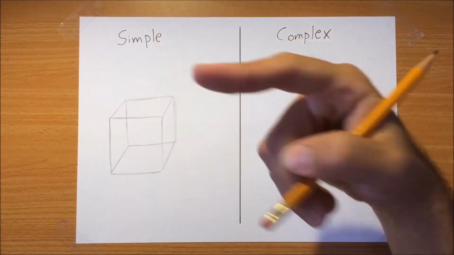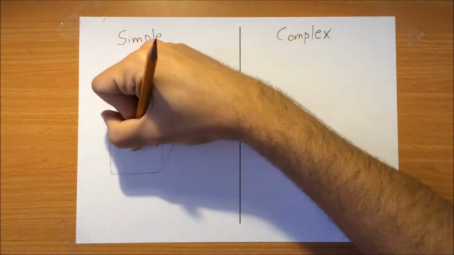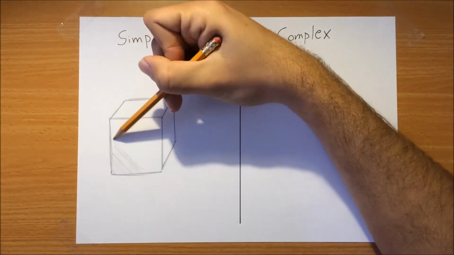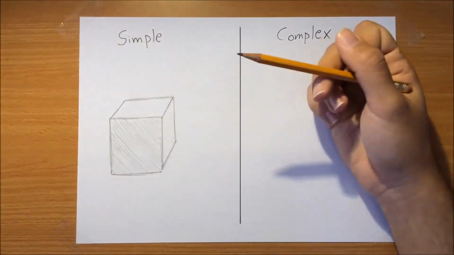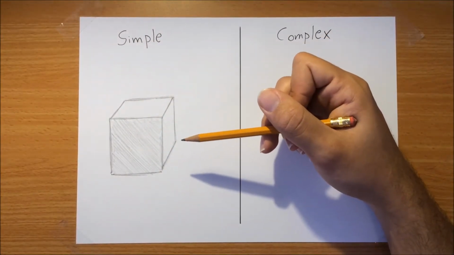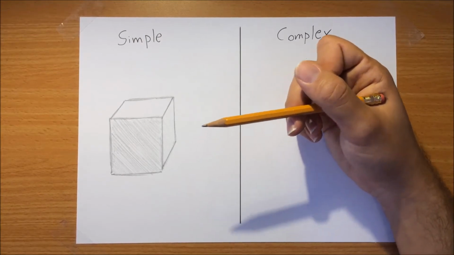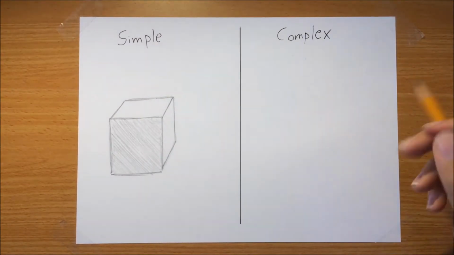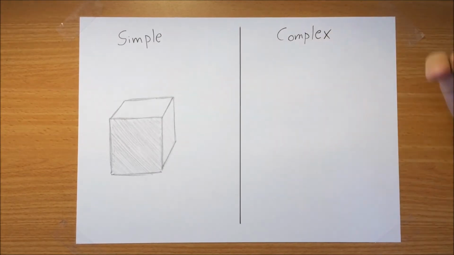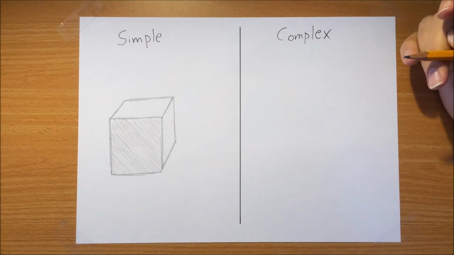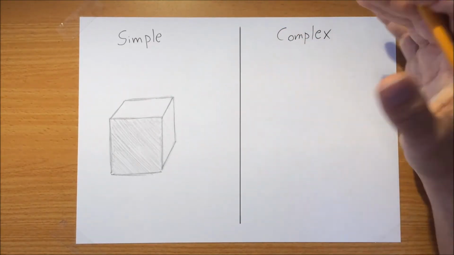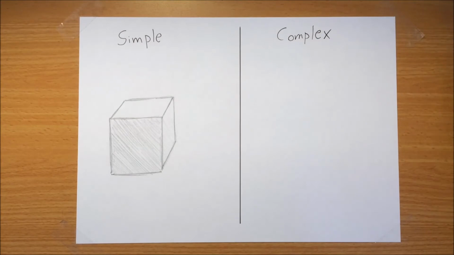I'll do that in time lapse. I'll be back soon. Okay, so this is the simple way of drawing a cube. It doesn't require too much understanding or anything like that. But now what I want to do is show you the more complex way that requires actually understanding why a cube looks the way it does, and will also help you be able to turn it around in your brain and draw it from whichever angle you want.